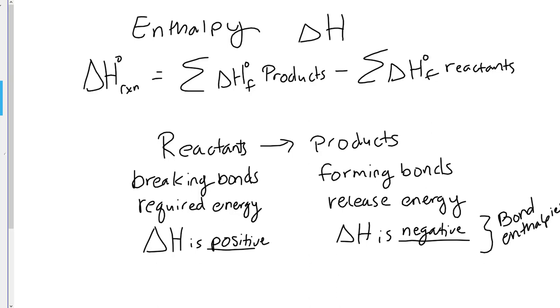Bond enthalpies are the energy it takes to break or form a bond. It's going to be positive if you're breaking the bond, and negative if you are forming the bond. Those are your bond enthalpies here.